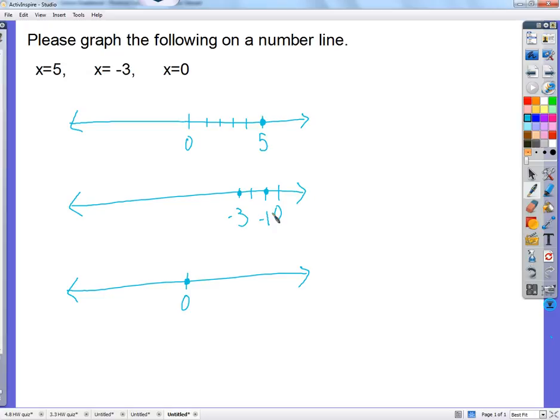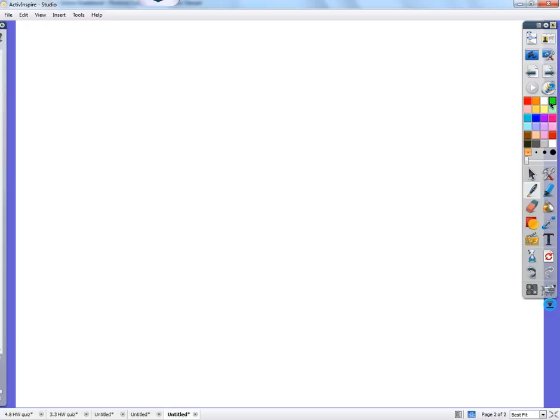Right? Okay. Let's do the same kind of exercise just to see if you've got it. We'll just change this letter to y. Say y equals negative 5 and y equals 2. So what should we graph? Those two on a number line, please.